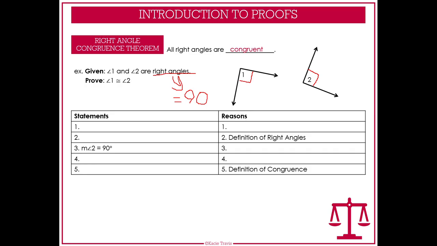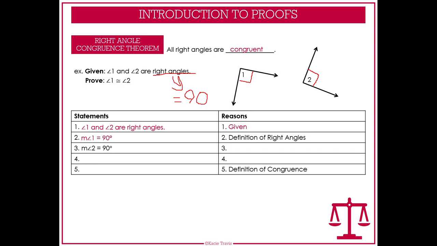Now we're going to use this information to prove that angle 1 and angle 2 are the same by using a little bit of algebra and a little bit of knowledge that we know. Our first thing we're going to put is that our given information was stated: angle 1 and 2 are right angles. So if these guys are both right angles, we can set up those equations for them.